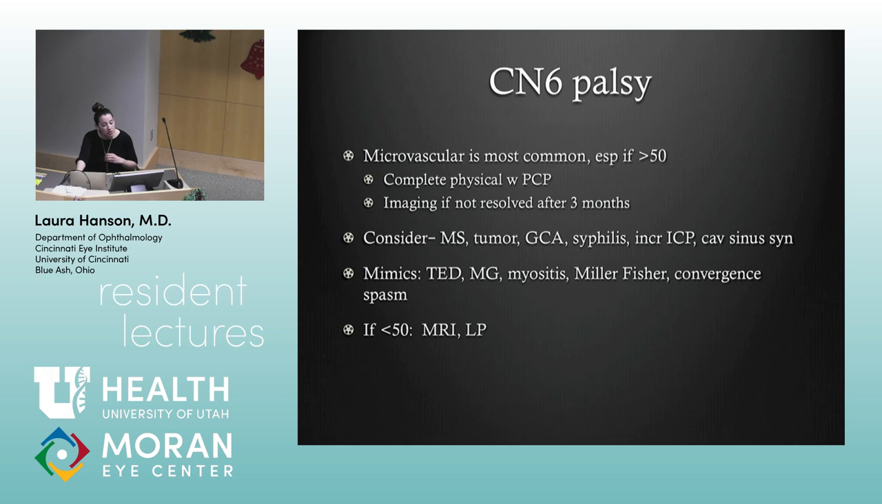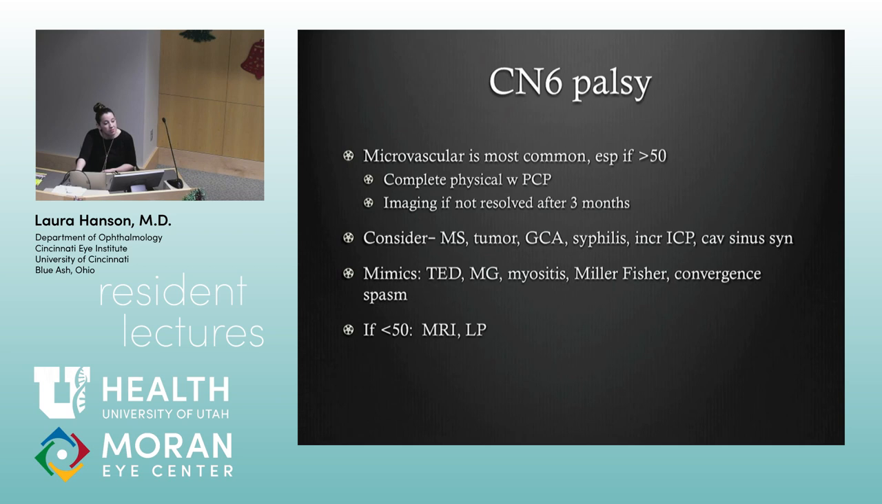Microvascular is the most common type of sixth nerve palsy, especially if it's an older person. So you don't have to image them unless it hasn't gotten better after 3 months, but they do need to be evaluated by the primary care or just evaluated for microvascular risk factors. There are a lot of mimics of a sixth nerve palsy to be aware of. If the person that they're describing is younger than 50, they must have a workup with an MRI and an LP. Kids can get a post-viral sixth nerve palsy, but they will need a workup if it's less than 50.